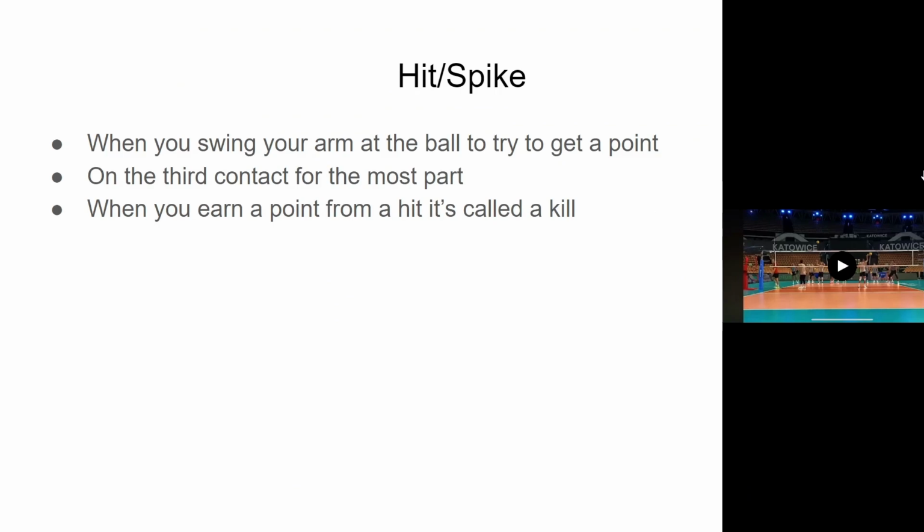So one of the most important parts of volleyball is the hit, which is also known as a spike. So a hit is when you swing your arm at the ball and you try to get a point. A hit is normally on the third contact, and when you earn a point from a hit, it's called a kill. So here's an example of what hitting the volleyball looks like. He passes it first, and now he hits it. There. Perfect example.